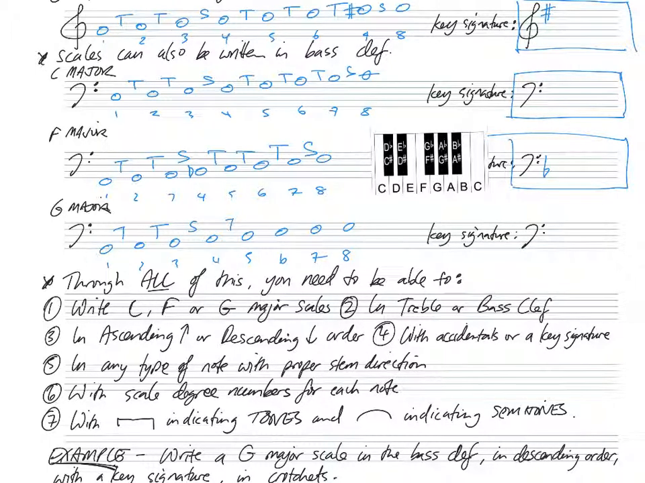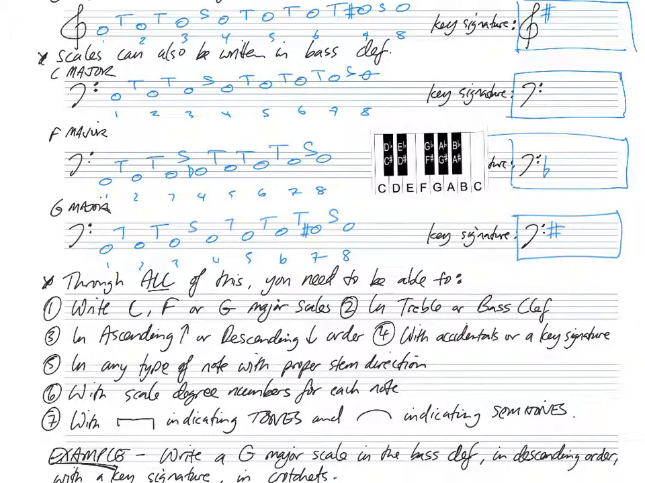C to D is a tone, D to E is a tone, E to F is a semitone, but we need a tone here, so I'm going to make the F a semitone higher using a sharp. So now this is going to be a full tone, and this is going to be a semitone, which is what we want. So the G major key signature in the bass clef is going to have a sharp on the F line.